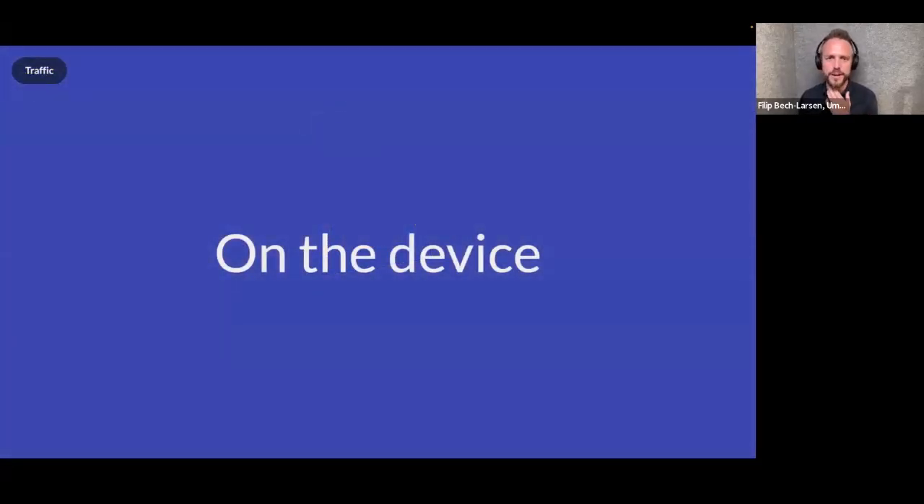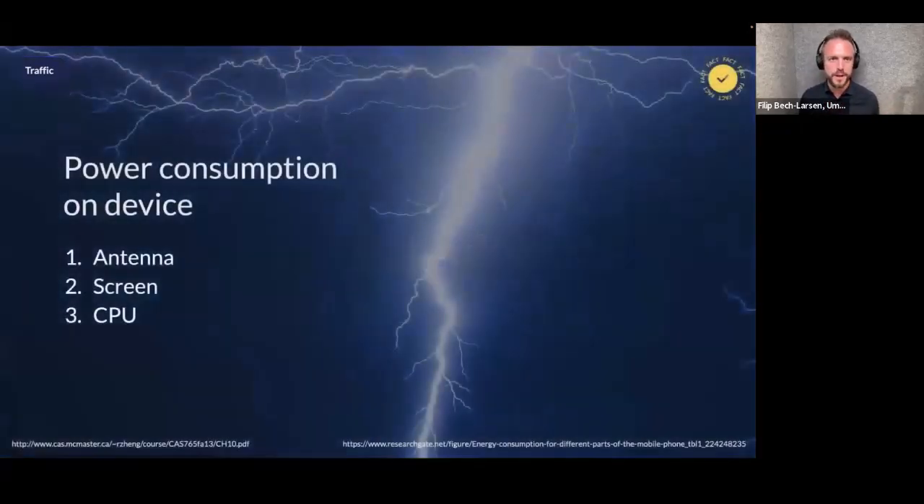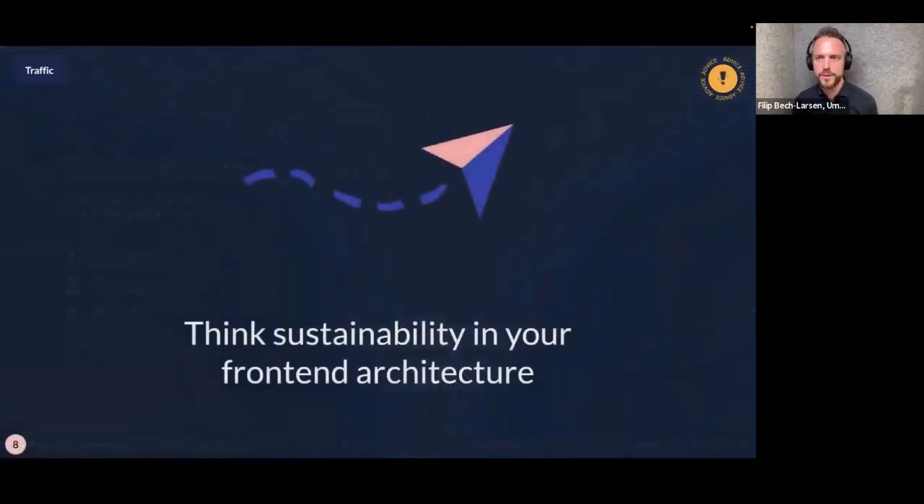All right, so there was a lot of stuff on the server, but let's talk about on the device. Here you see the power consumption on the device actually comes primarily from the antenna. So everything that is network related, so traffic and stuff, is part of this. And then from the screen and from the CPU. The CPU is the processing unit, so this is where all the code actually runs. And of course, this is all the processing that happens on device.